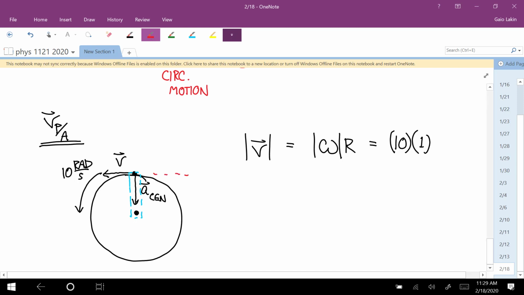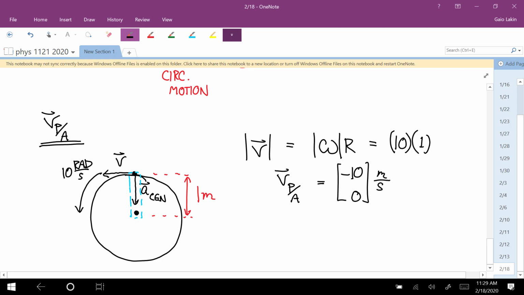So yeah, the radius this time is 1 meter. That's in the negative x direction, so the velocity of P relative to A is negative 10, 0 meters per second.